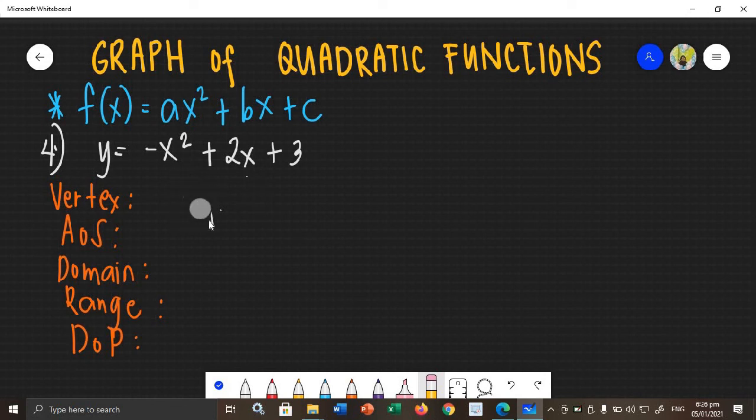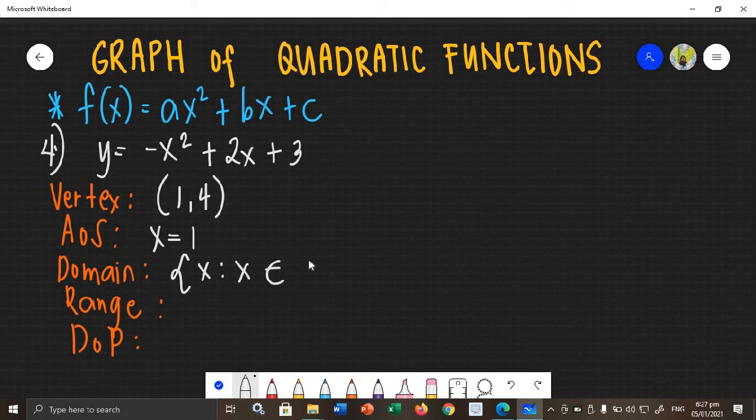So when you compute, substitute the values of a, b, and c in the formula, and solve, the vertex that you're going to come up with is 1 and 4. So, I will not show that anymore. No? And then, our axis of symmetry is equal to the value of h, which is 1. So, x is equal to 1. The domain is constant. So, x is the set of all real numbers.